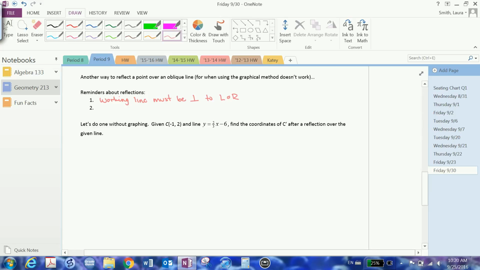And the other thing about a reflection is not only are we perpendicular, but then we also have to have the same distance of the pre-image and the image to the line of reflection. Okay?